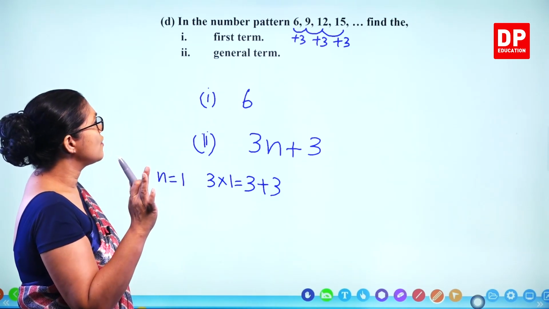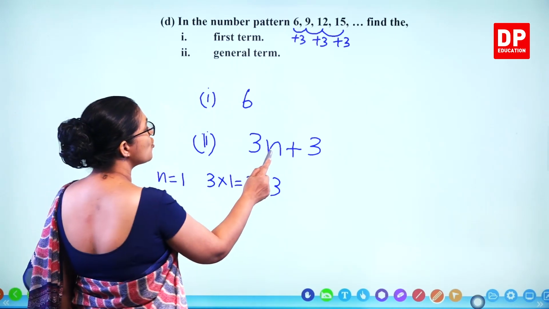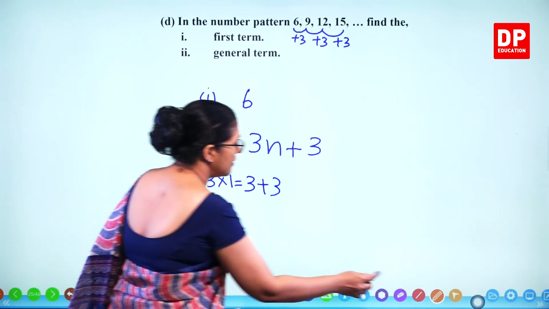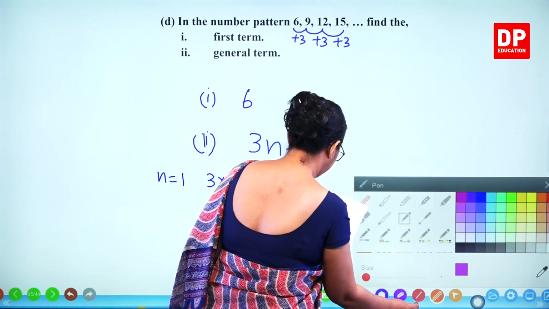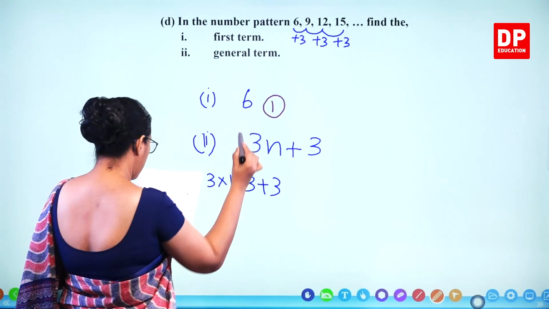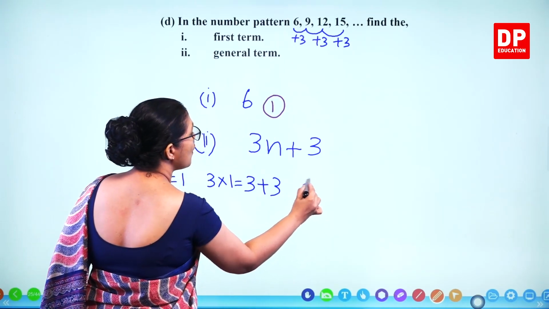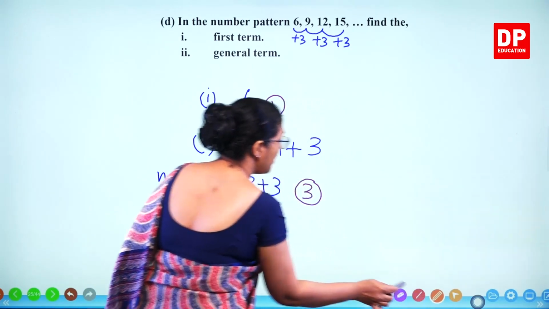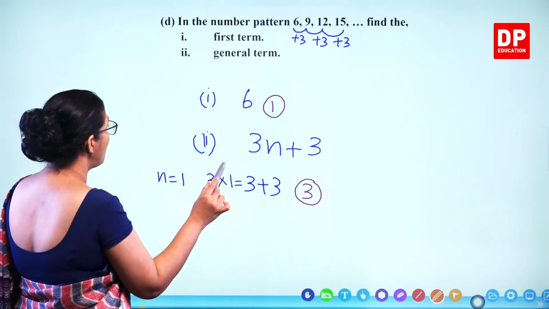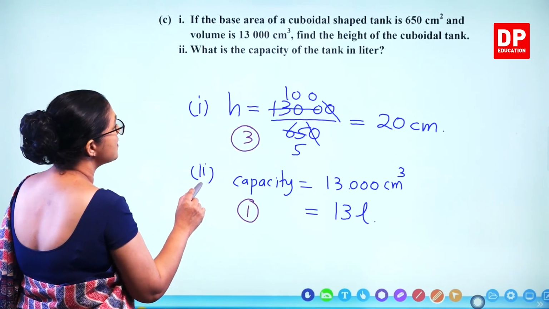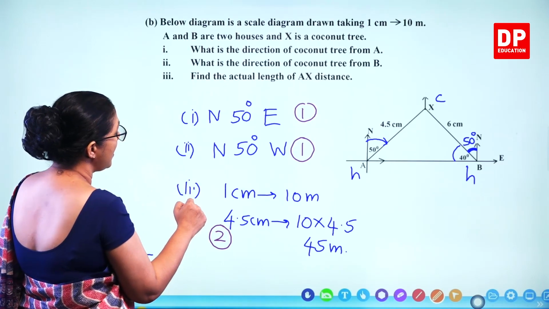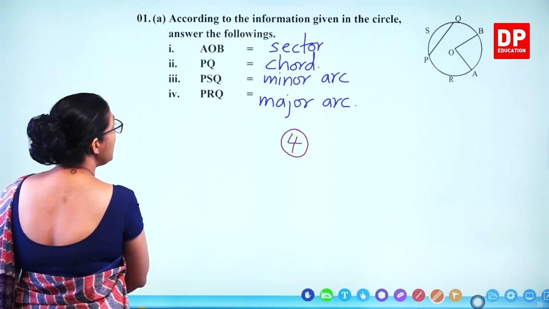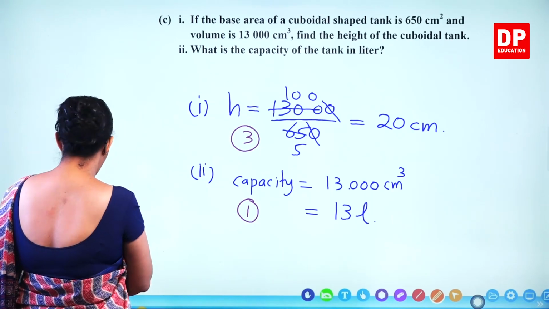So you can check it with the second term. N equals 2, 2 times 3, 6, 6 plus 3, 9. That's correct. So what are the marks? 1 mark for the first term and 3 marks for the nth term, general term. So let's see whether we give 16 marks. 3, 4, 5, 6, 7, 8, 9, 10, 11, 12, and 4, 16 marks given for question number 1.